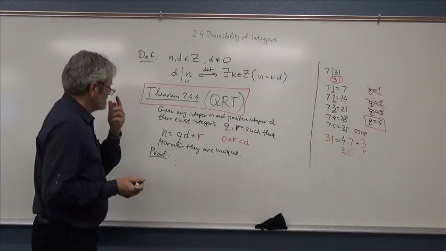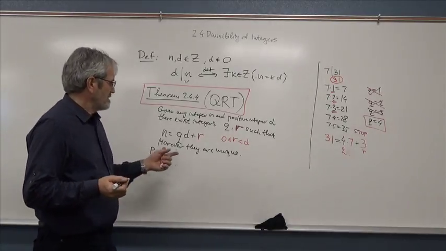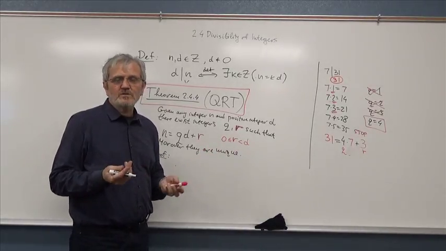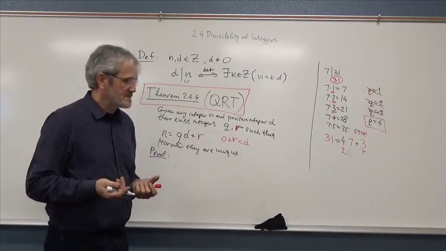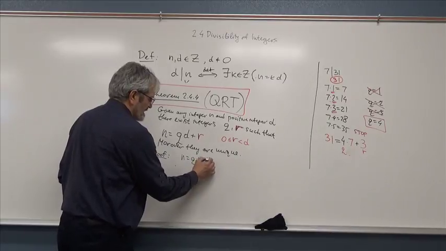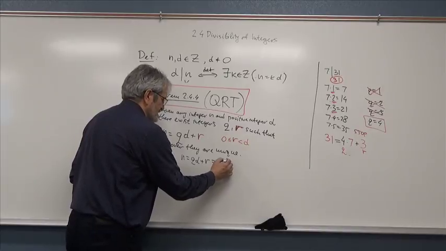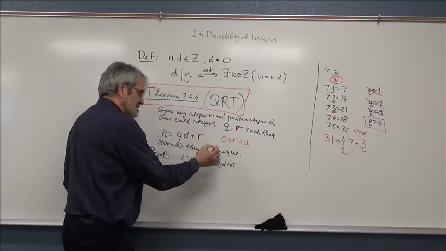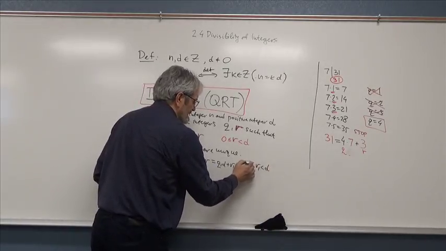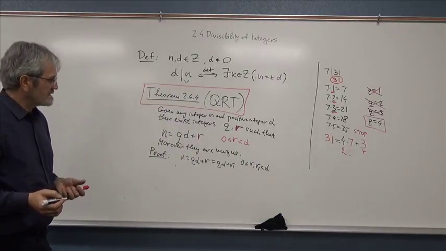All right, let's continue. How do we show uniqueness? Generally, one of the most common ways to show that something is unique is to assume that there are two different ways to do something, and then show that they must coincide. So let's assume that n equals qd plus r, but at the same time that it equals q1d plus r1, where both r and r1 are less than d and greater than or equal to 0.